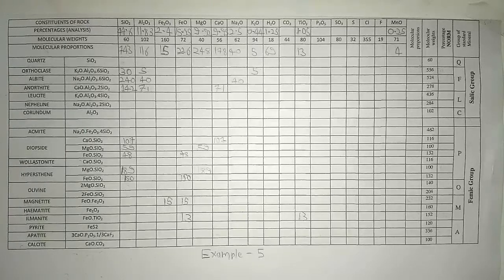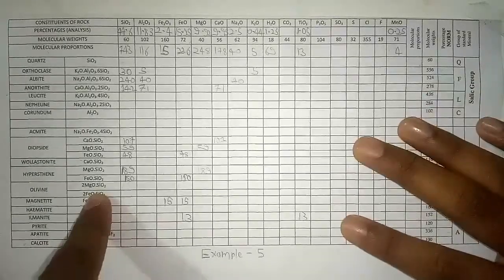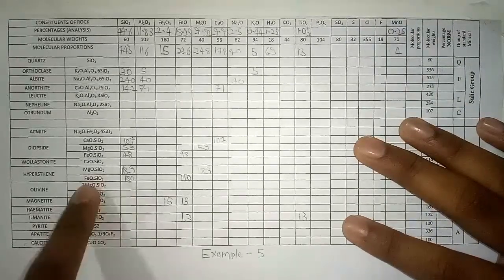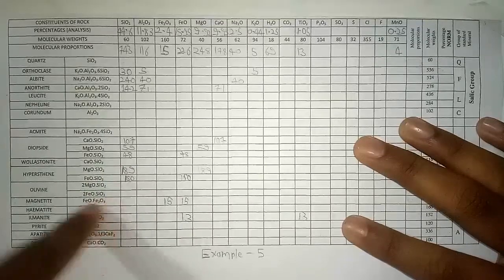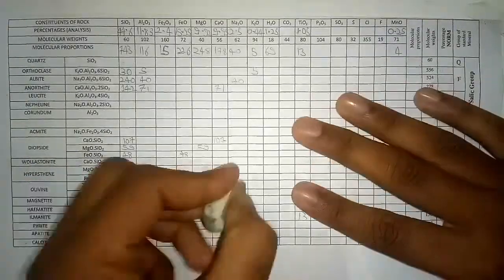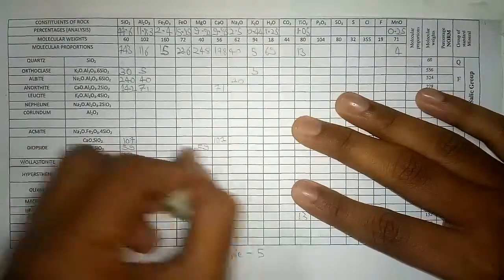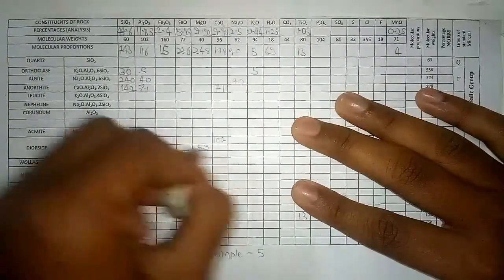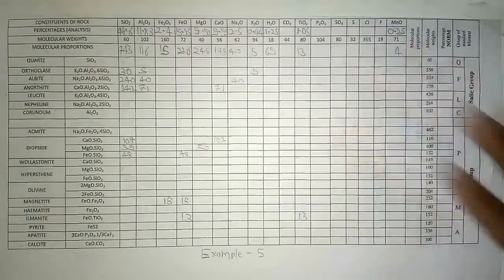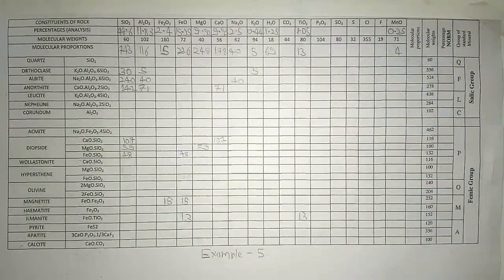For making olivine, why will we make olivine? Because in olivine the ratio of MgO and SiO2 is 2:1. So when we use 2 MgO, only 1 SiO2 will be needed. So that's why we will rub out all the hypersthene first, because now we have to make olivine first, then we will make hypersthene.